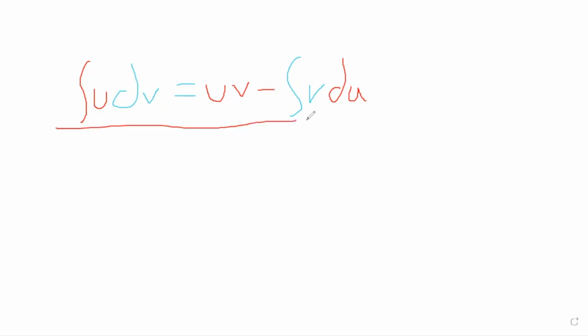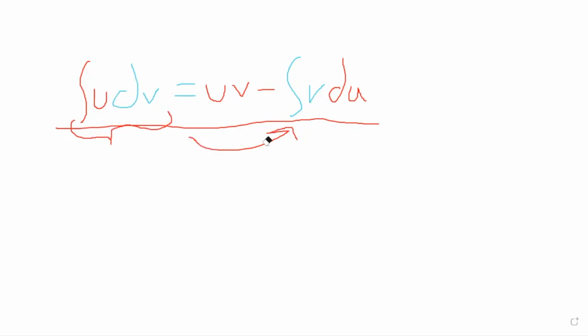To do integration by parts, we're going to be using the following formula. The integral of u with respect to dv is equal to the product of the two, uv, minus the integral of v, we've got to switch them, times du. This is the formula we're going to be using, and specifically, we're going to start with the left side and go to the right side.